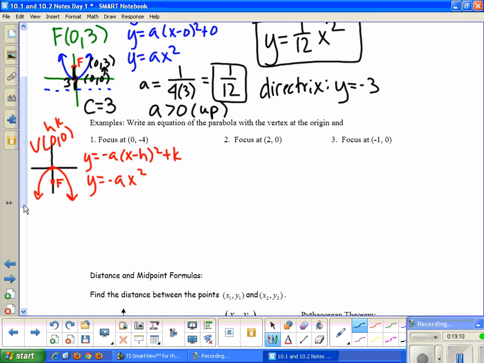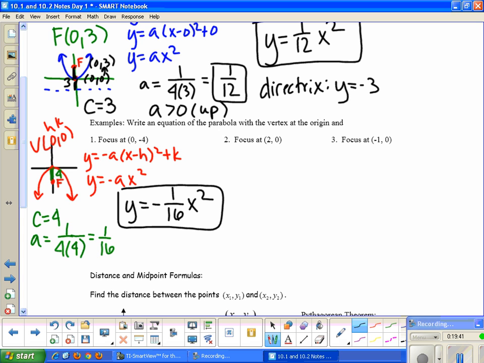So the distance, c, from here to here would be 4. So we went down 4. So that means that my c value is 4. So then the absolute value of a would be equal to 1 over 4 times c, which is 4. So that gives me 1 over 16. But since my graph is opening downwards, I know it has to be negative. So y equals -1 over 16 x squared would be my equation.